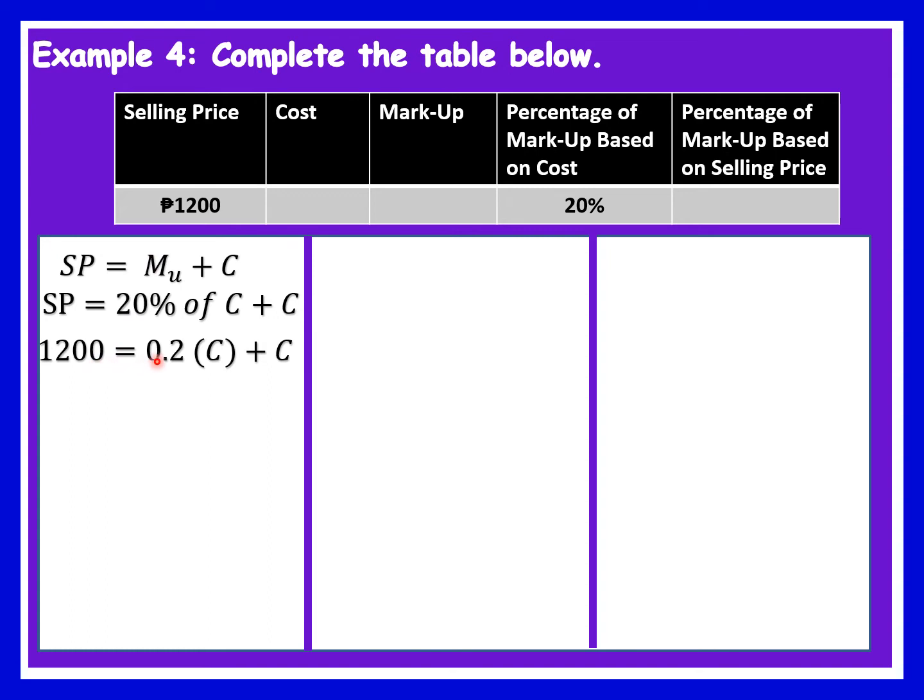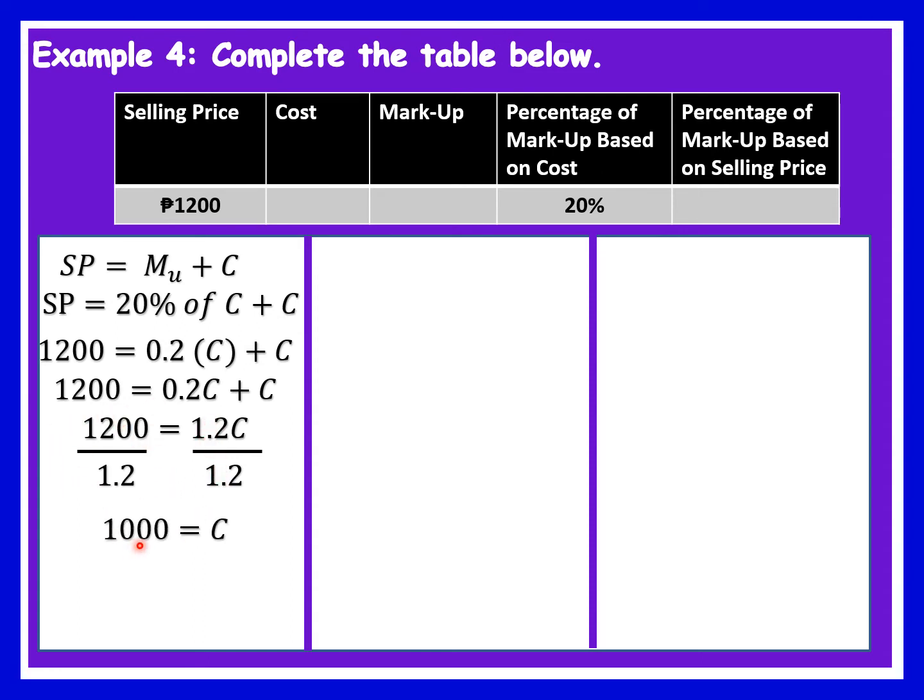So, as you can see, pwede nating i-add ito. Or let us just multiply this. 0.2 times C is 0.2C. So, pwede na nating i-add since they are similar terms. 0.2C plus C or 1C, that will be 1.2C. Then, let us solve for C. Get rid of 1.2. Divide both sides by 1.2. So cancel this, that will become C equals 1,000 pesos. So therefore our cost is 1,000 pesos.